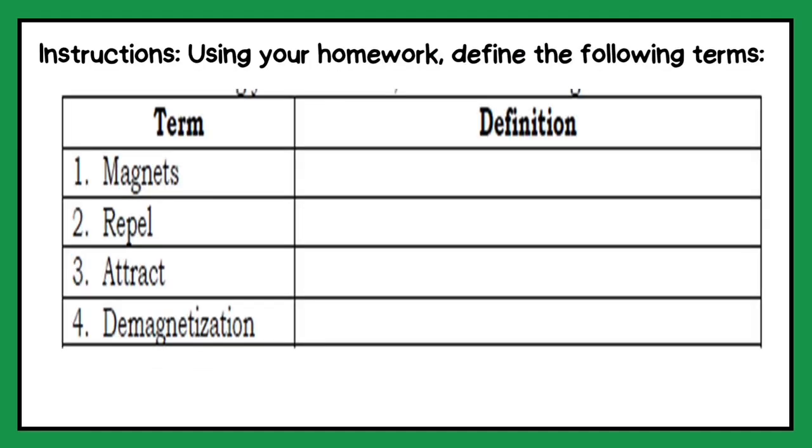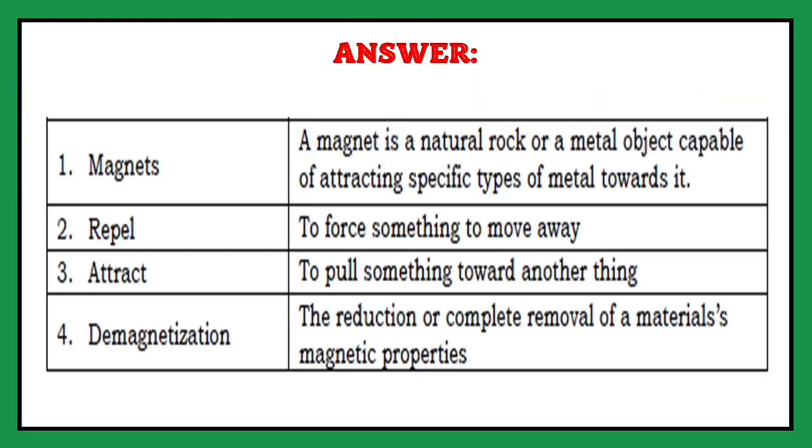Using your homework, define the following terms. Here are the answers. Number 1, magnets. A magnet is a natural rock or a metal object capable of attracting specific types of metal towards it. Number 2, repel is to force something to move away. And attract is to pull something toward another thing. While demagnetization is the reduction or complete removal of a material's magnetic properties.